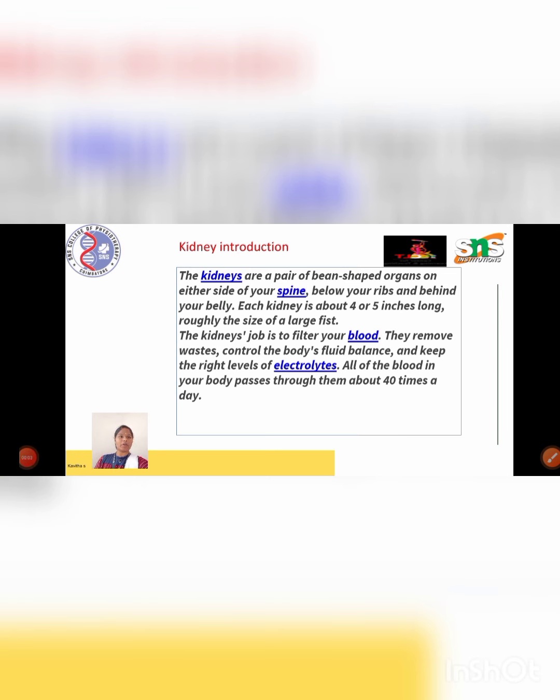Kidney. The kidneys are a pair of bean-shaped organs on either side of your spine, below your ribs and behind your belly. Each kidney is 4 to 5 inches long, roughly the size of a large fist. The kidney's job is to filter your blood. They remove the waste, control the body fluid balance, and keep the right level of electrolytes. All of the blood in your body passes through them about 40 times a day.